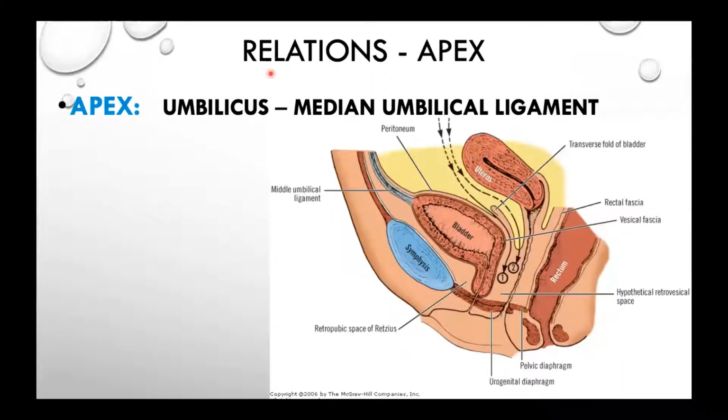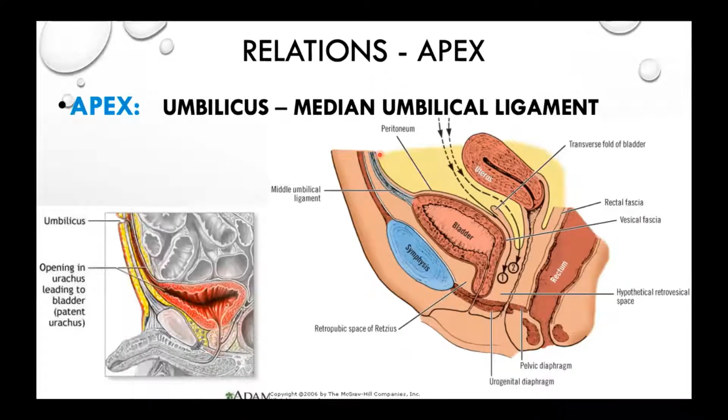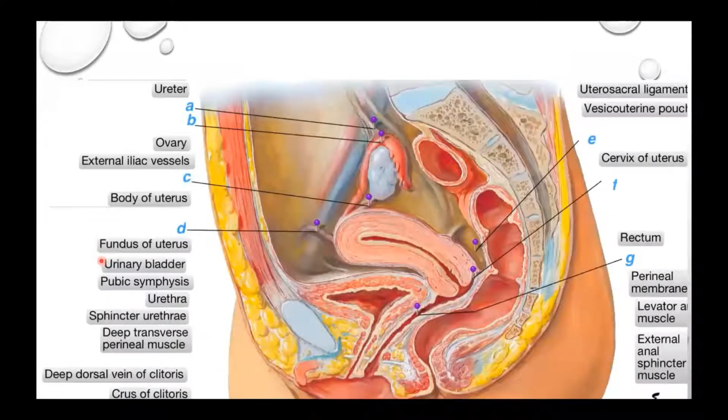Coming to the apex. The apex is connected to the umbilicus with the help of the median umbilical ligament. You can see here the median umbilical ligament. It is the remnant of the urachus. You can see here there is a patent urachus. Once again, the same picture, it's a female body.